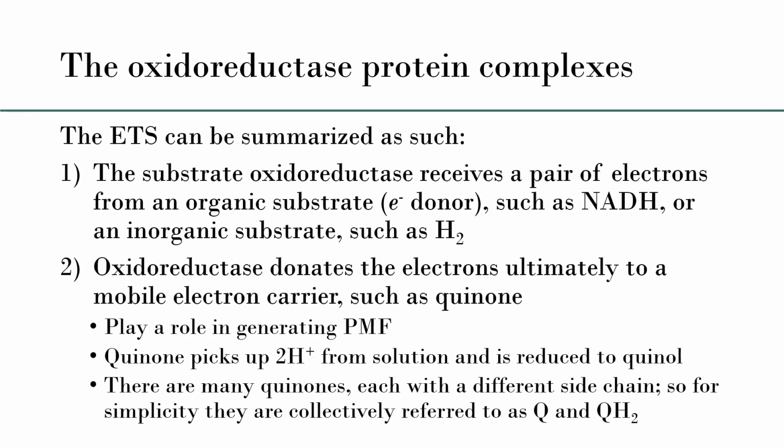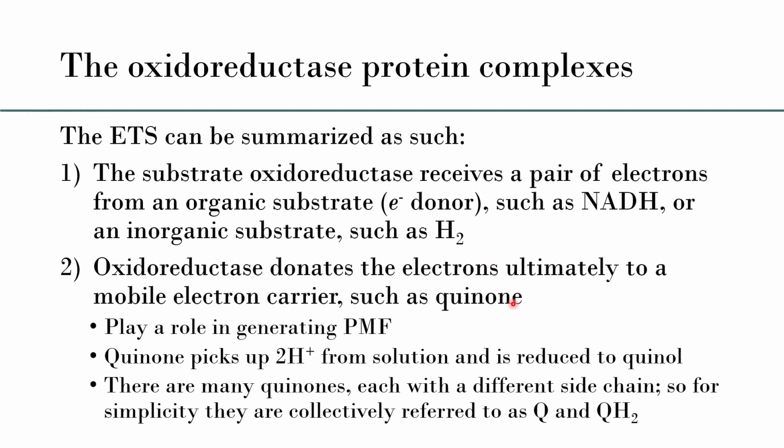So let's get into how this works, and we're going to do it step by step. So step one, the oxidoreductase is going to receive a pair of electrons, because remember, NADH carries two donatable electrons. And so it's going to take them from the organic substrate. NADH is an organic substrate. Or it can take these electrons from an inorganic substrate like hydrogen gas.